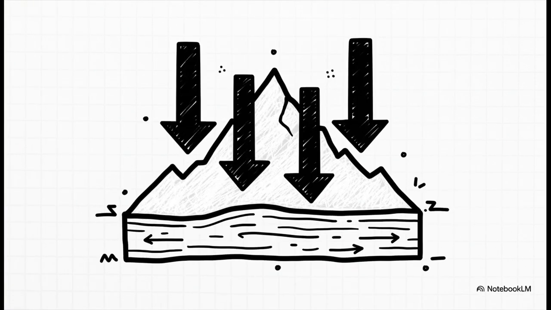But here's the really wild part. These laws don't just dictate human engineering. They literally dictate the shape of our planet. The base of a massive mountain is actually not under uniform compression. It experiences tremendous shearing stress due to the sheer weight of millions of tons of rock pushing down unevenly.